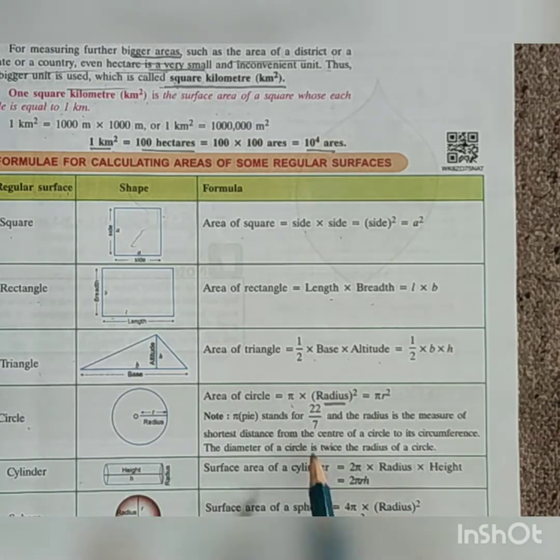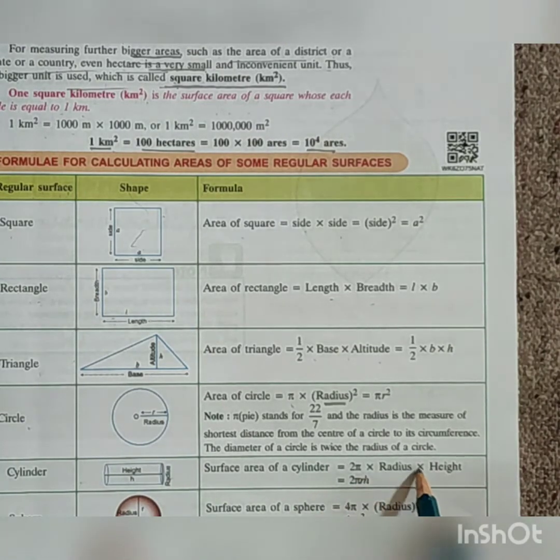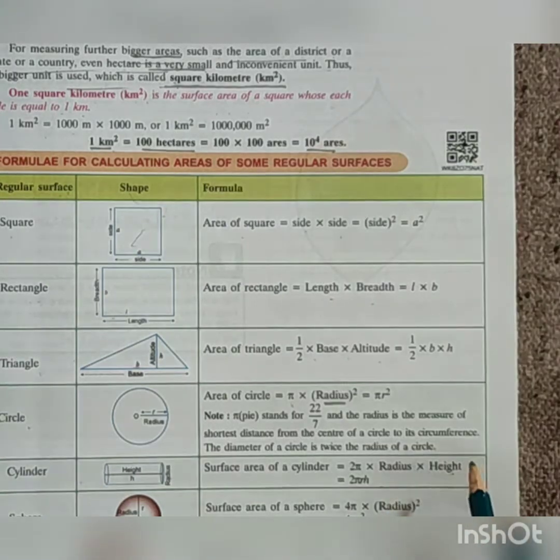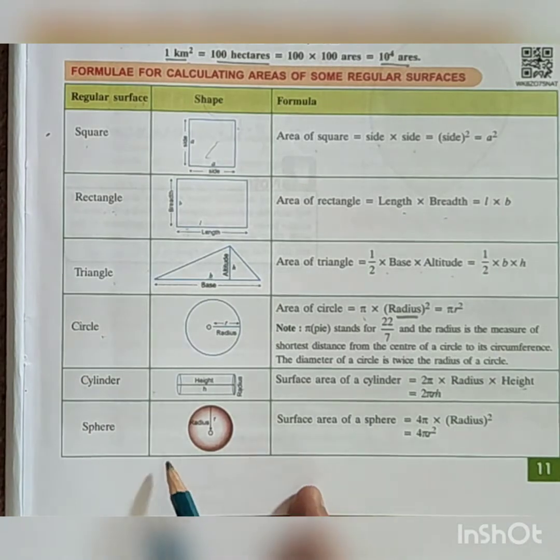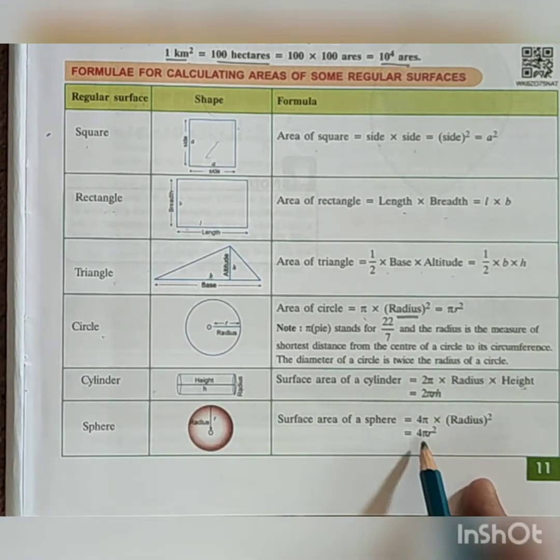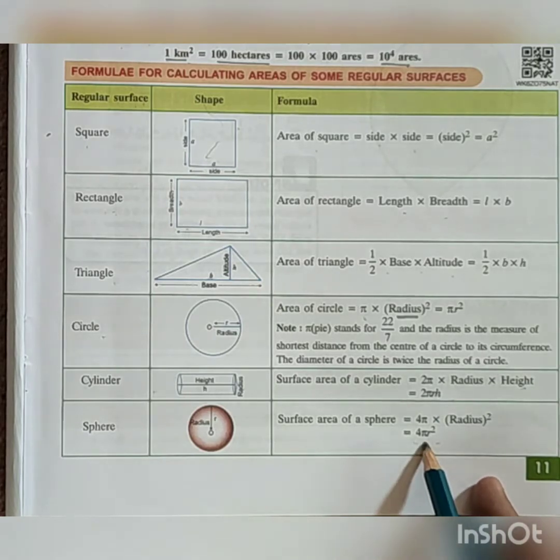Area of a cylinder, 2 pi r h: 2 pi into radius into height. Next we have the area of a sphere, 4 pi r square: 4 into pi into r square. Here r stands for radius.